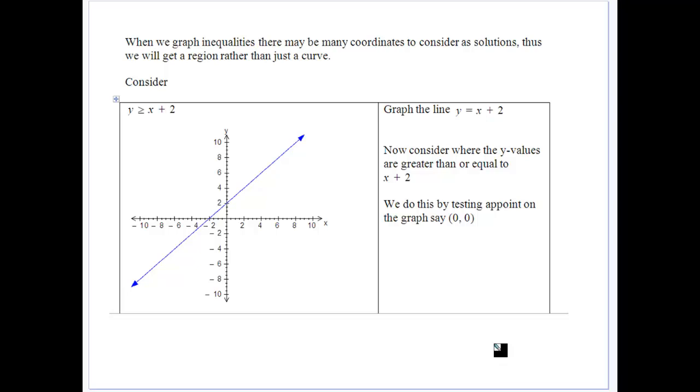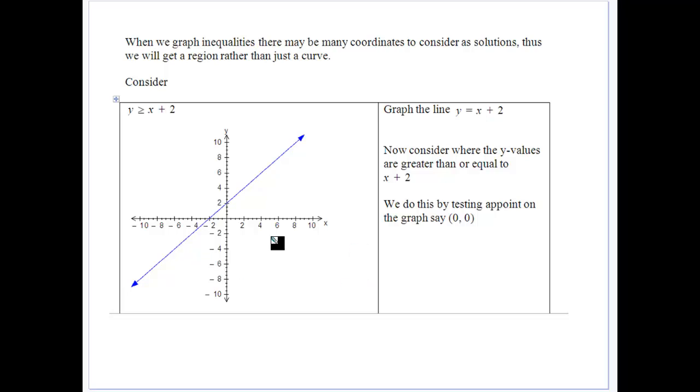Now we want to look at inequalities and graphs of inequalities of things like lines and hyperbolas and parabolas and all the other types of graphs that we've been doing. Now, there's a technique we need to follow to do this. Let's have a look at what we need to do.